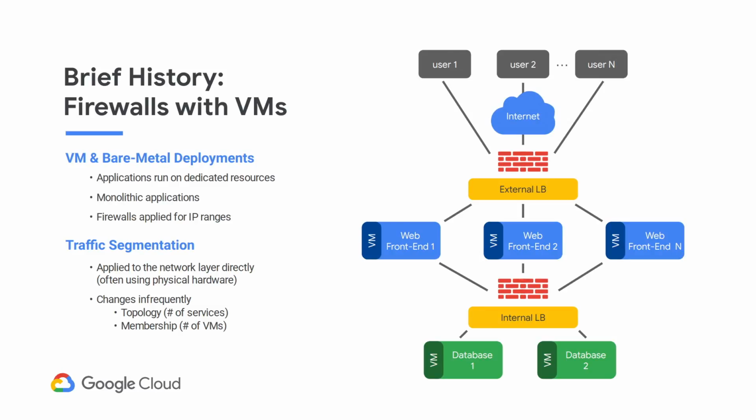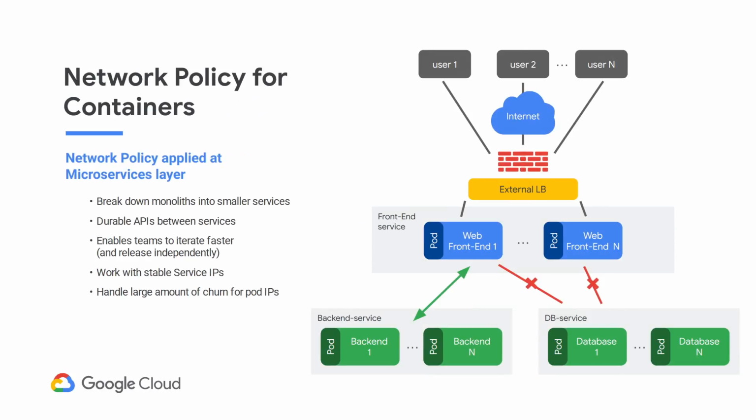Also, you can clearly now imagine how this model cannot be applied for containerized applications, because now your unit of deployment is a pod, and that pod might be spread out across several VMs. This basically tells us that we need a separate model of deployment for network policy for containerized applications. Enter network policy.